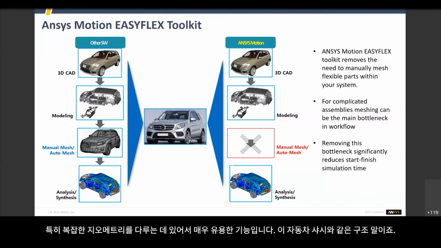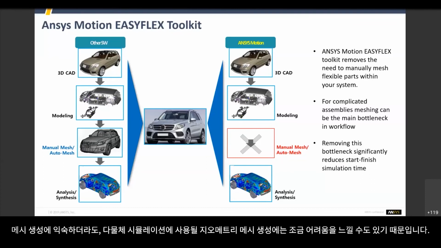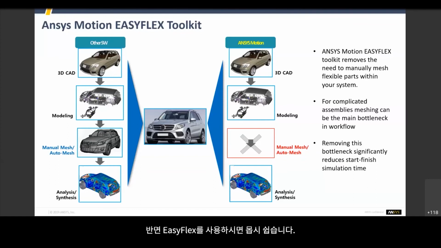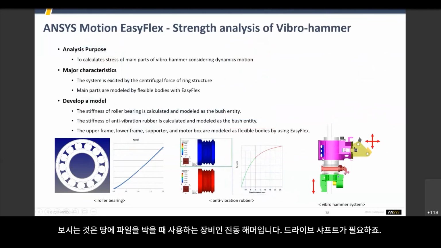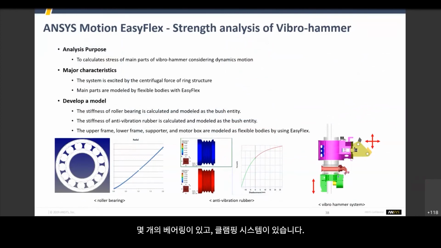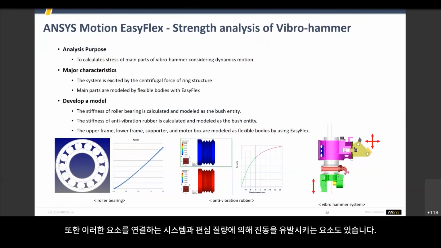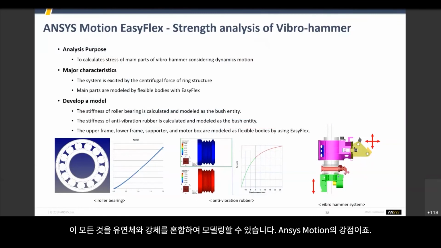A very nice capability, particularly if you're dealing with complex geometry, something like this car chassis. You can imagine meshing that. Even if you're good at meshing, I would hesitate at diving in and meshing a geometry like that to be used in the multi-body simulation. Whereas with the EasyFlex toolkit, nice and easy. Here is another nice example of where EasyFlex is good. This is a vibro hammer that you might hammer piles into the ground with. You've got a drive shaft coming in, a couple of bearings, a clamping system, an engagement system, and an off-center spinning weight or mass that gives you the vibration. Modeling all of that in terms of a combination of rigid and flexible components is something that Motion does really nicely.